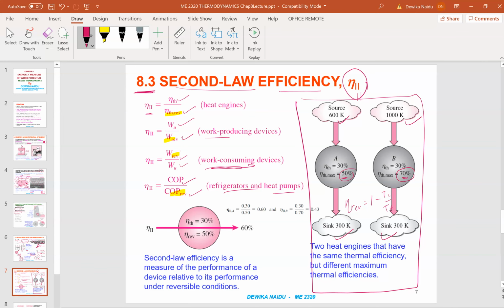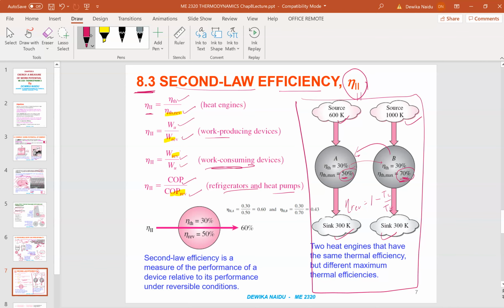Now it is becoming apparent that engine B has greater work potential, because it is 70% of heat supplied as compared to 50% for A, so B should do a lot better than A. Correct or not? B looks like it is performing better than A. Therefore, we can say engine B is performing poorly relative to engine A, even though both have the same thermal efficiency. It is obvious from this example that the first law efficiency alone is not realistic enough to measure the performance of an engineering device.